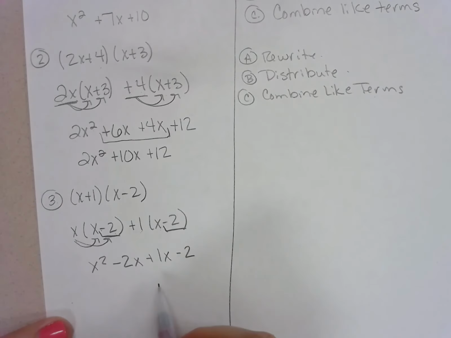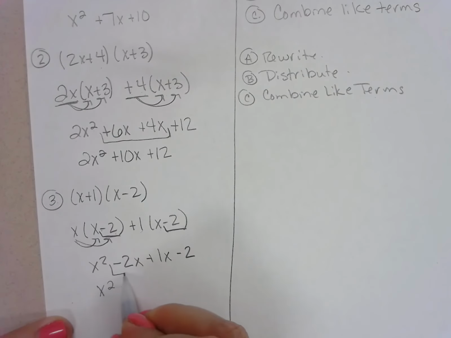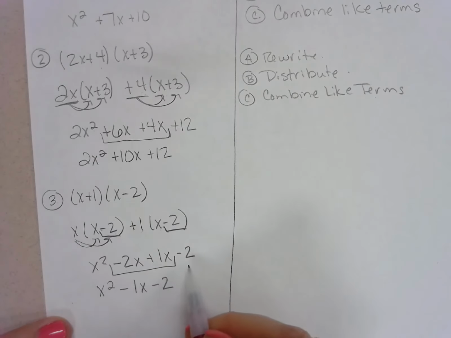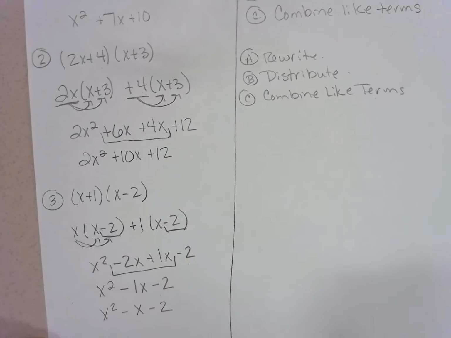And then let's do our third step, which is to combine like terms. We've got x squared, negative 2x plus 1x is negative 1x, and then my minus 2 on the end down here doesn't have any like terms, so we're just going to bring it down into our answer. You don't have to have this 1 here. You could just simply write x squared minus x minus 2.